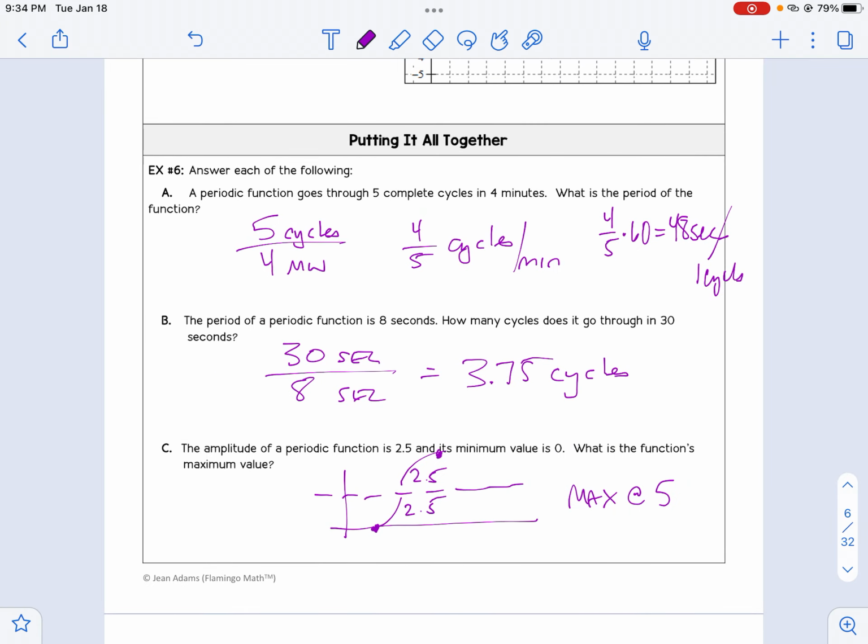All right, so from here, you just want to look on your practice example or your practice problems for 1.1.